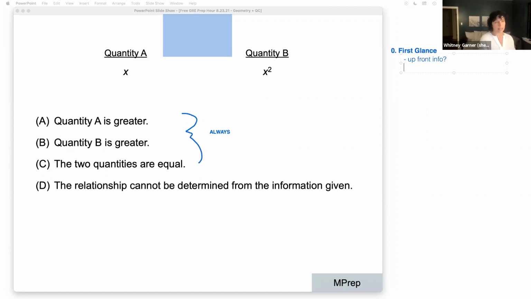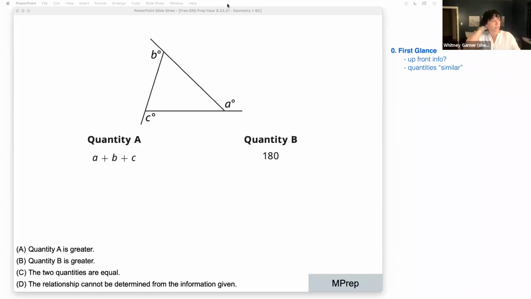Some other things that I like to notice: are the quantities similar? This would be a perfect case where they are similar. We will see some other questions this evening where the quantities are maybe a lot more different. So for example, when we see this problem, notice that we have upfront information, and in this case, our quantities are not at all similar.